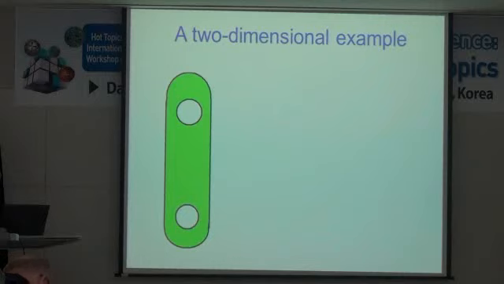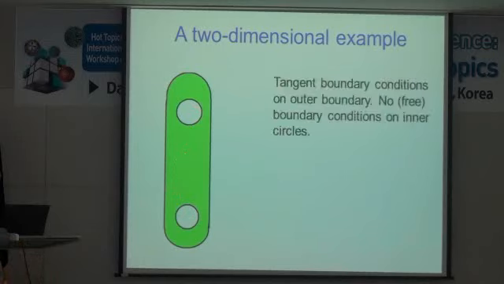So here's a two-dimensional example. Here's the region. It's non-simply connected, of course, because we know we need that. It's a kind of stadium with two holes removed. We're going to suppose that we have tangent boundary conditions on the outer boundary, so the line field has to be parallel to the outer boundary. On the inner boundaries, we'll leave everything free, so there's no boundary condition on the inner circles.